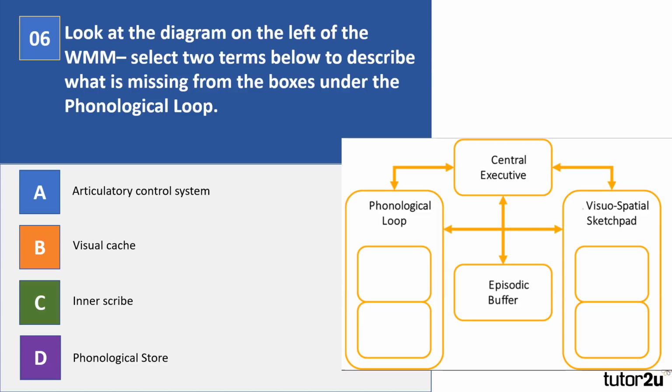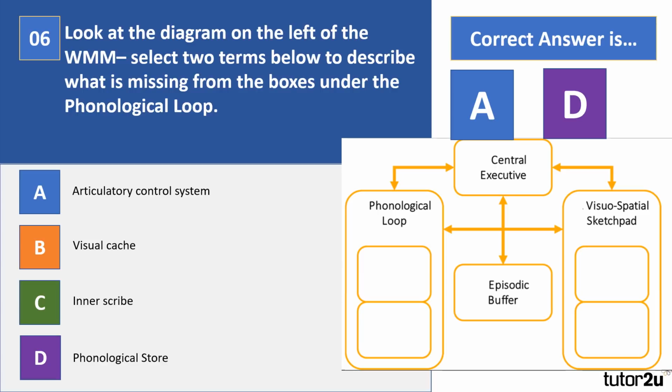Okay, question 6. I'd like you to take a look at the diagram on your screen, which is of the working model of memory. Select 2 terms from the list below to describe what is missing from the box under phonological loop. So pause your video. Okay, now the correct answer here is A and D, and hopefully it's quite a straightforward question.